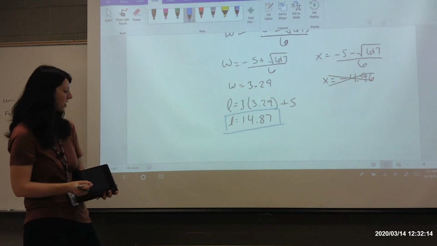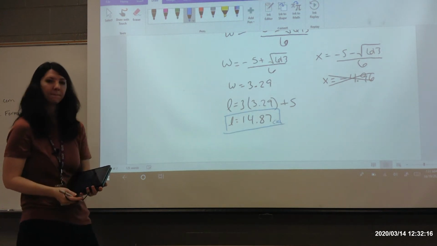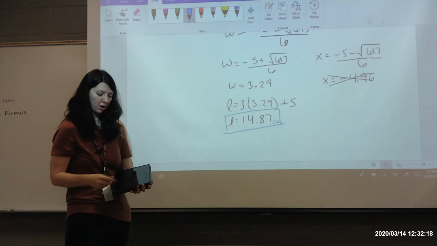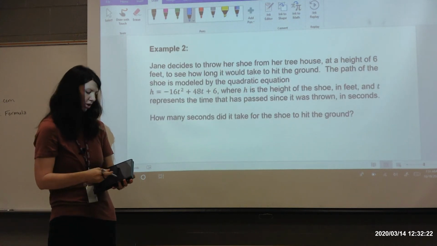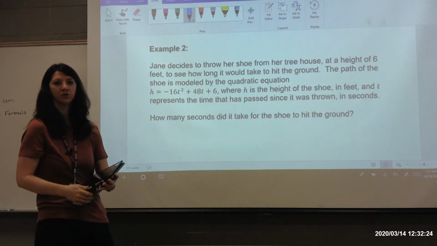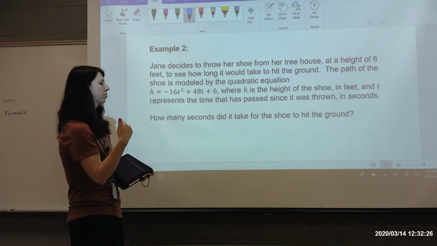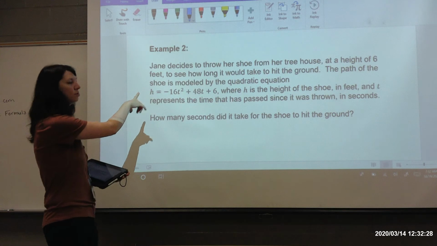So there is our answer. Okay, example 1 is done. Let's do example 2 and we will be finished. So one way that quadratics are related to problems is through area. The other way is through gravity.